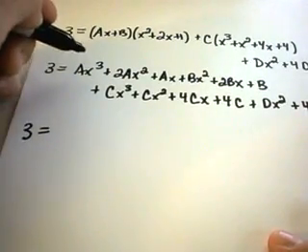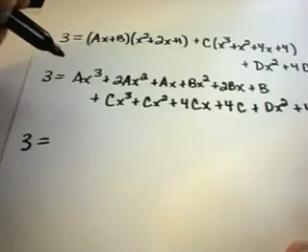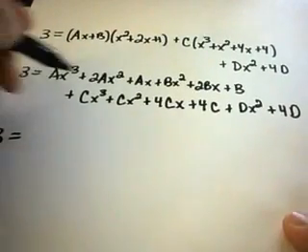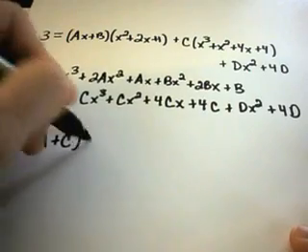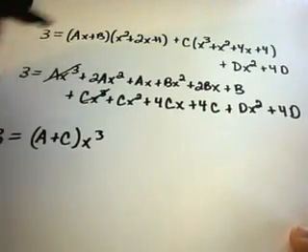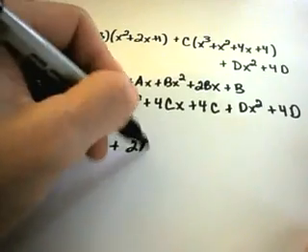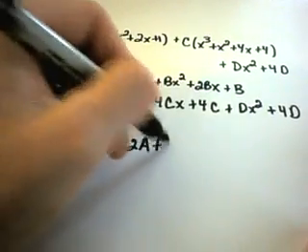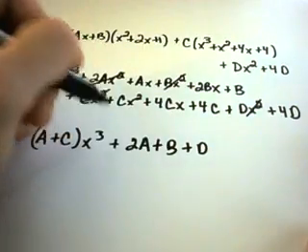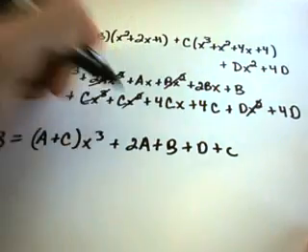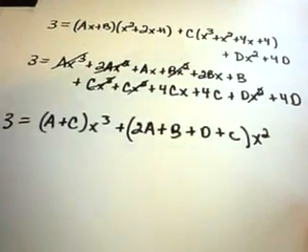But again, that's okay. Now let me look. I'm going to start grouping things together. I usually do it in descending order. So I've got an x cubed. I see an x cubed term and an x cubed term. So I'm going to go ahead and start factoring. I'll have (a plus c) x cubed. That'll take care of the x cubed stuff. Then I start doing my x squared terms. So there's a 2a. That'll take care of that one. There's a plus b. That'll take care of that one. Plus d. That'll take care of the last one. Oh, I left one out. Plus c times x squared.